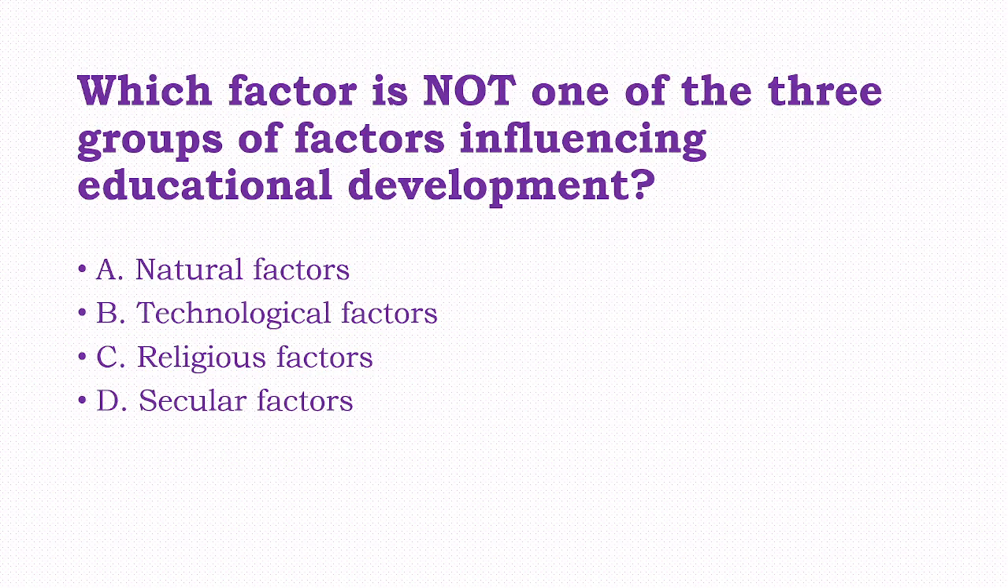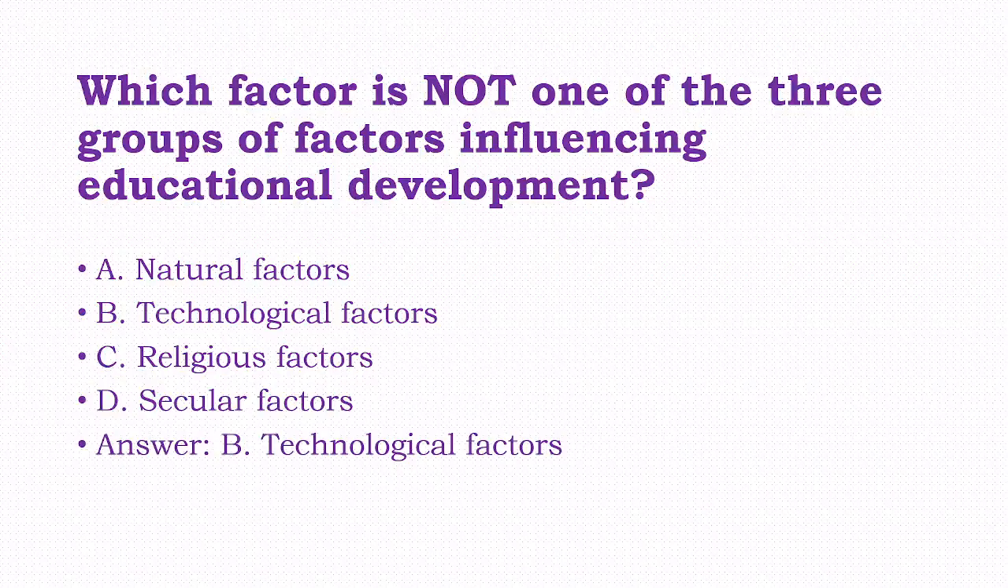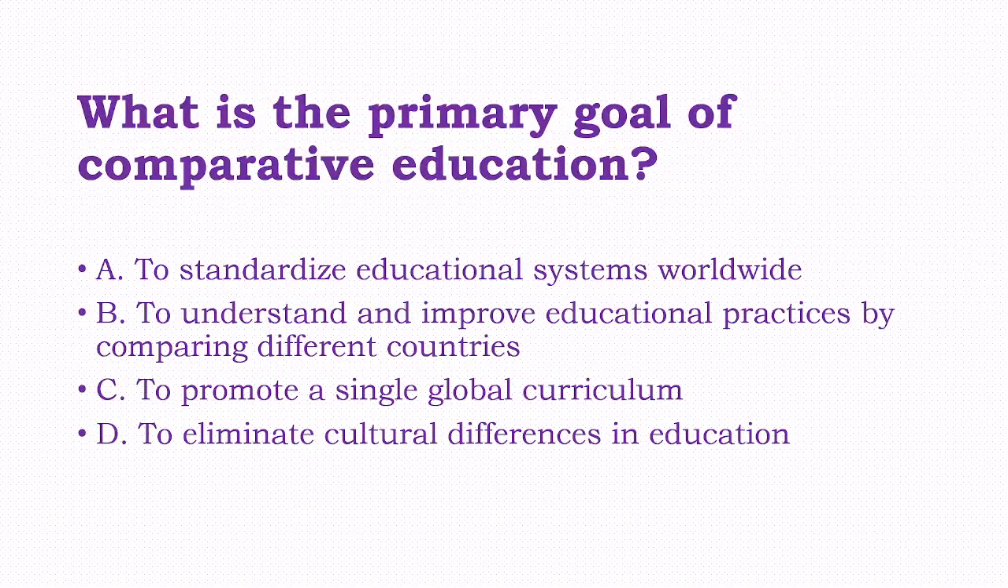Next, which factor is not one of the three groups of factors influencing educational development? Options: natural factors, technological factors, religious factors, secular factors. Answer of this question is option B, that is technological factors.